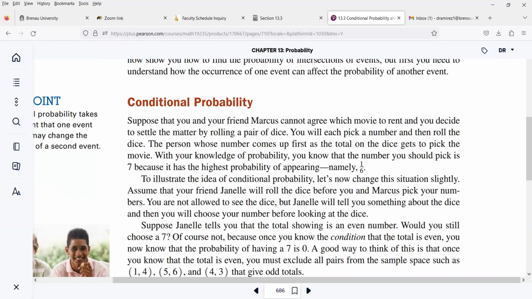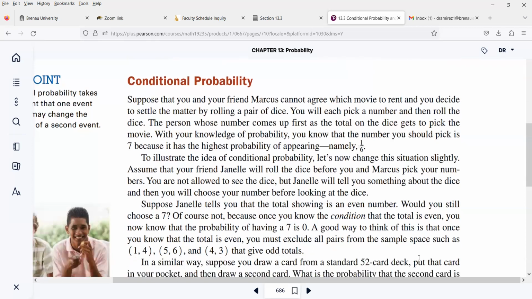With your knowledge of probability, you know that the number you should pick is 7 because it has the highest probability of appearing. There are 36 ways to roll 2 dice, and there are 6 ways to roll a 7. To illustrate the idea of conditional probability, let's now change the situation slightly. Assume that your friend Janelle will roll the dice before you and Marcus pick your numbers. You are not allowed to see the dice, but Janelle will tell you something about the dice, and then you will choose your number before looking at the dice.